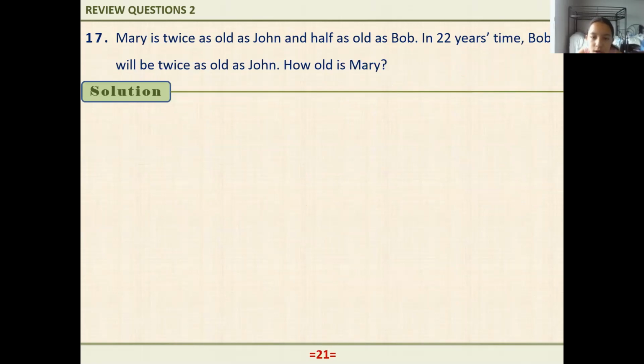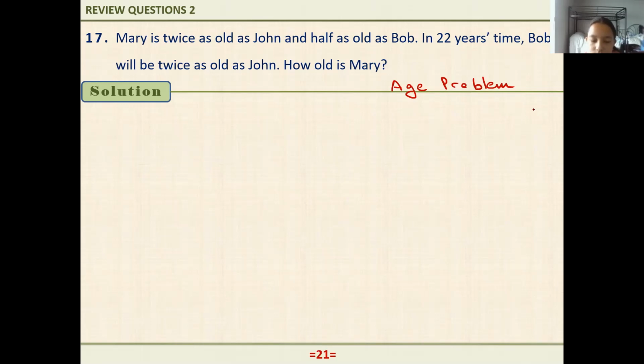Okay. Read it. Mary is twice as old as John and half as old as Bob. In 22 years' time, Bob will be twice as old as John. How old is Mary? All right, Shahina, now I'll show you another method here. Actually, we call this in math an age problem.